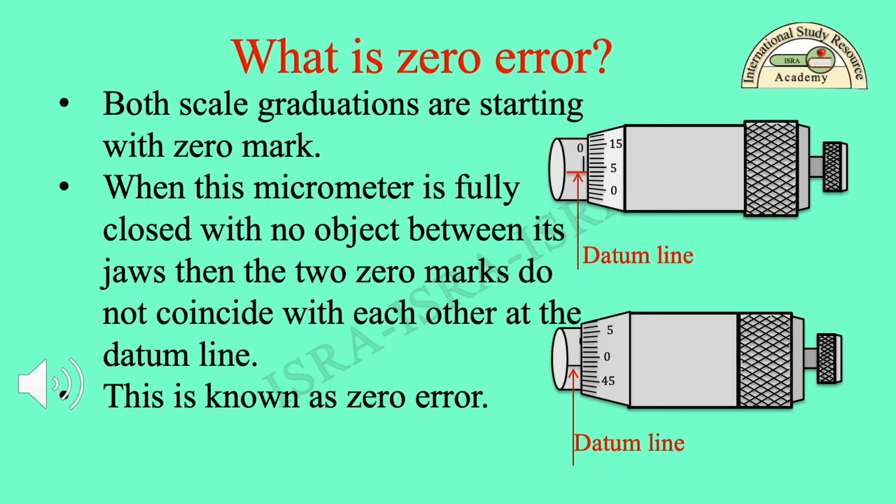What is zero error? Look at the diagrams. Both scale graduations are starting with 0 mark. When this micrometer is fully closed with no object between its jaws, then the two zero marks do not coincide with each other at the datum line. This is known as zero error.